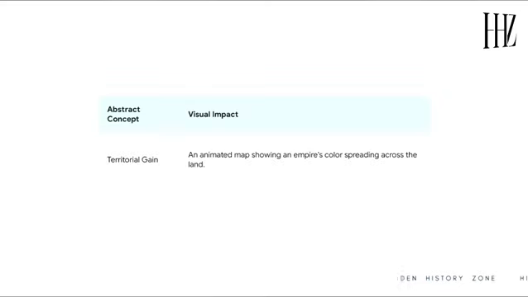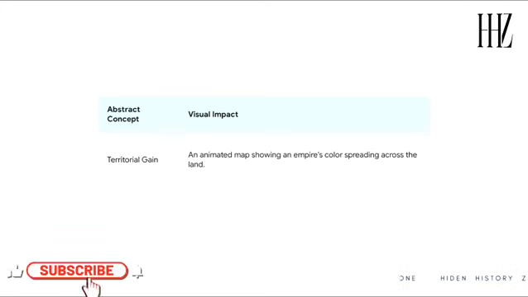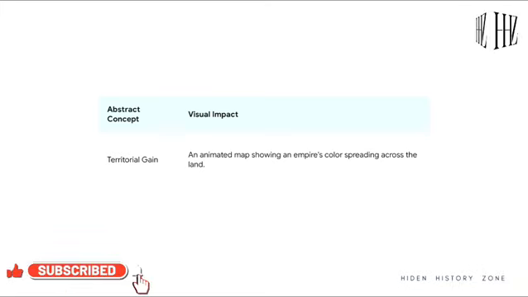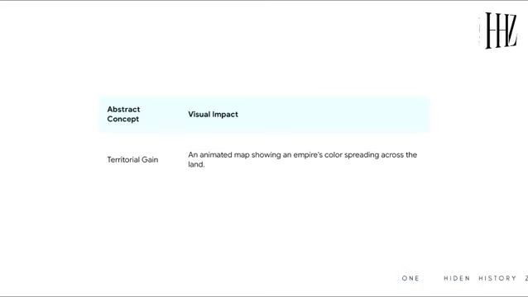And this is where it gets really clever. An animated map is so much more than just a map, right? When you watch that color just spread across the land, it communicates this incredible sense of momentum, of relentless growth. It turns a boring list of conquered places into a dynamic story of unstoppable expansion.